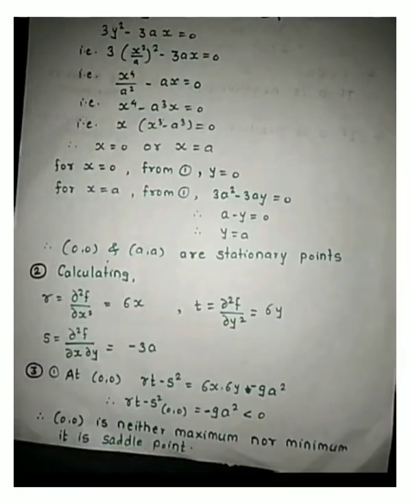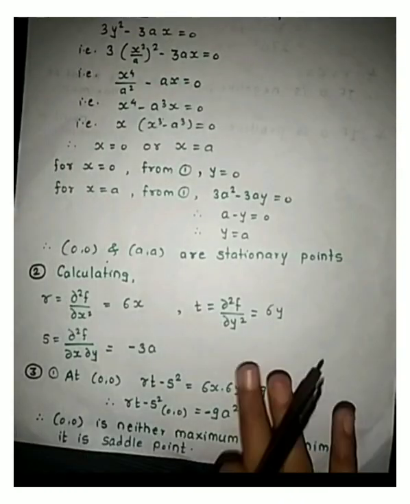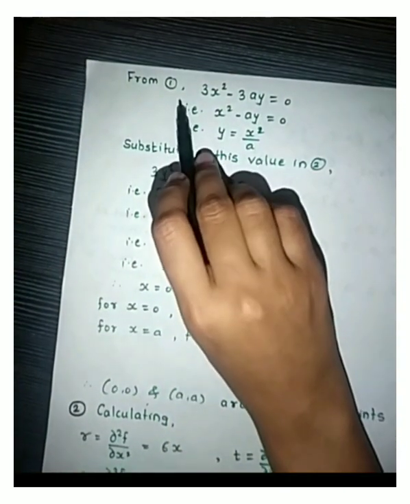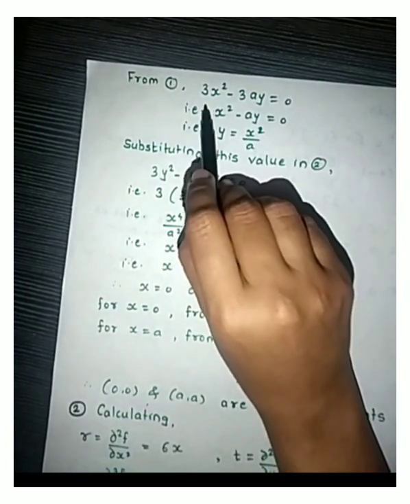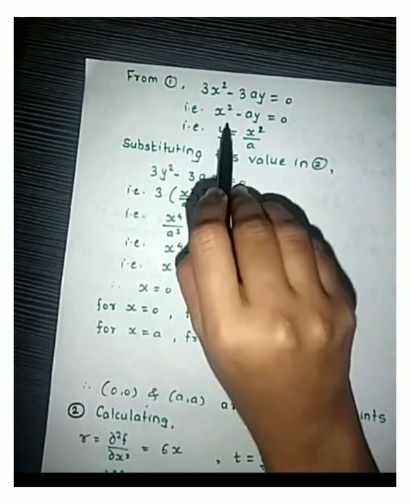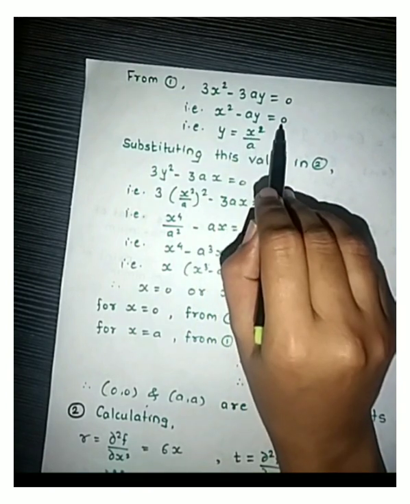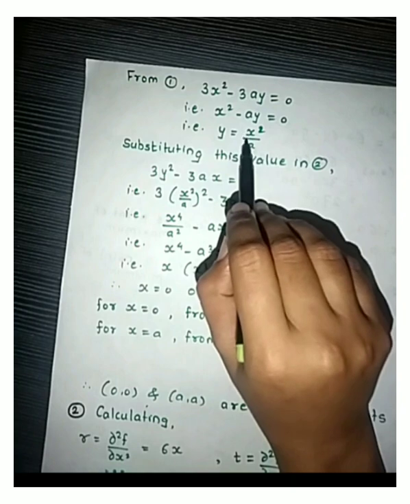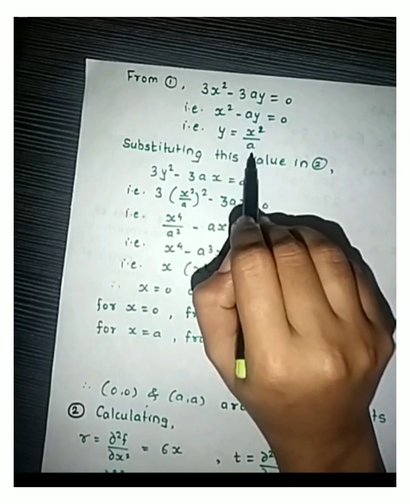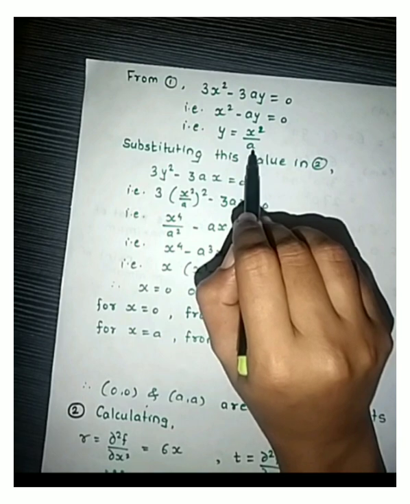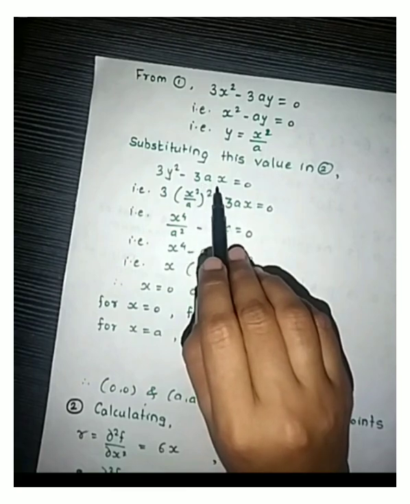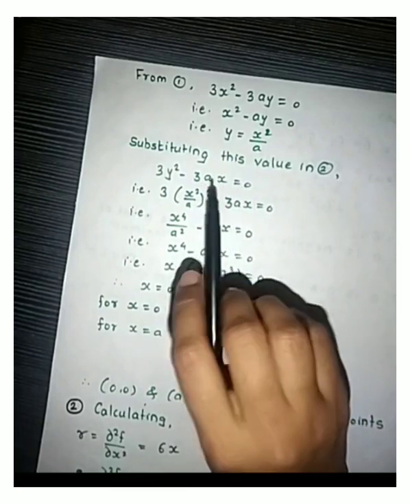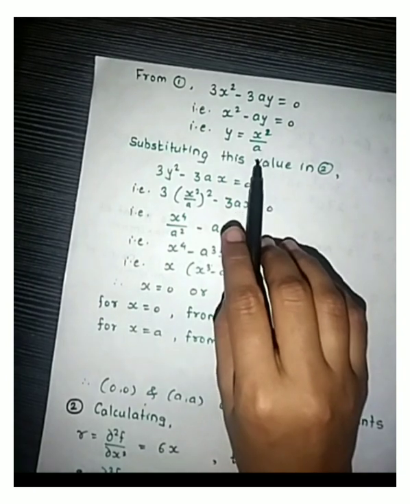So to solve these equations, our first equation is 3x square minus 3ay equals 0. If we cancel out 3, it is x square minus ay equals 0. So from this, the value of y is x square upon a. Substituting this value of y in our second equation, 3y square minus 3ax equals 0, where the value of y is x square upon a.